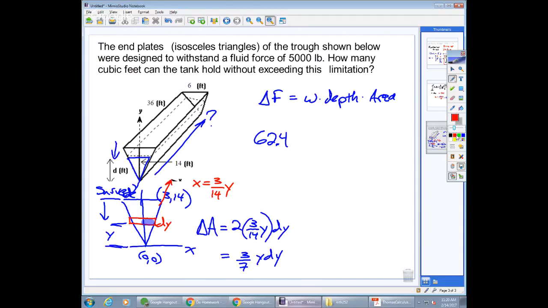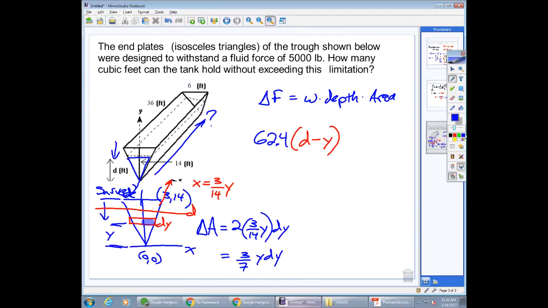So I'm just going to draw another red line here. That's just some number D. And this rectangle right here then is below D, right? D is above it. So my depth here is whatever the top is, D minus Y. Okay. So for my depth, I'm going to have a D minus Y. And then we already calculated the area.